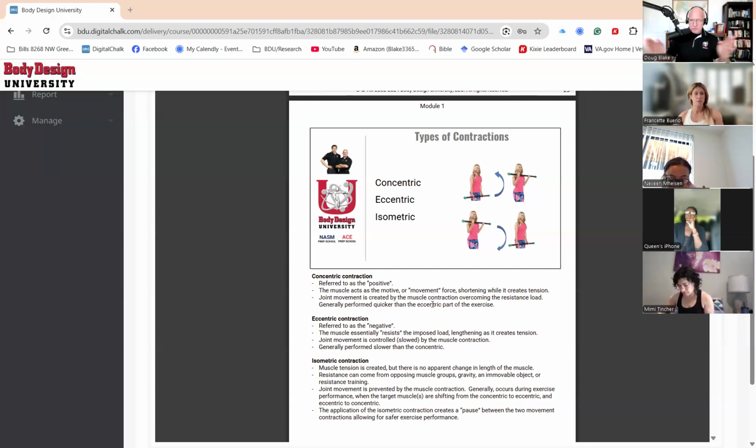Concentric, the muscle shortens. Eccentric, lengthening. Isometric, same length. So the muscle in an isometric contraction does not change length, but does what? Generates or maintains tension.